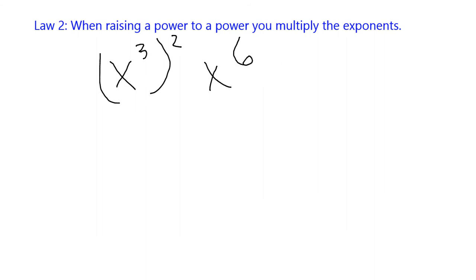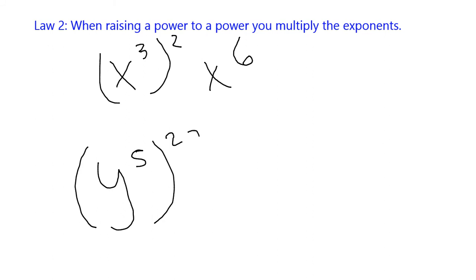Let's try one that would be a little more difficult. If I have y to the 5th power quantity raised to the 22nd power, I would have to take 5 times 22 to get y to the 110th power.